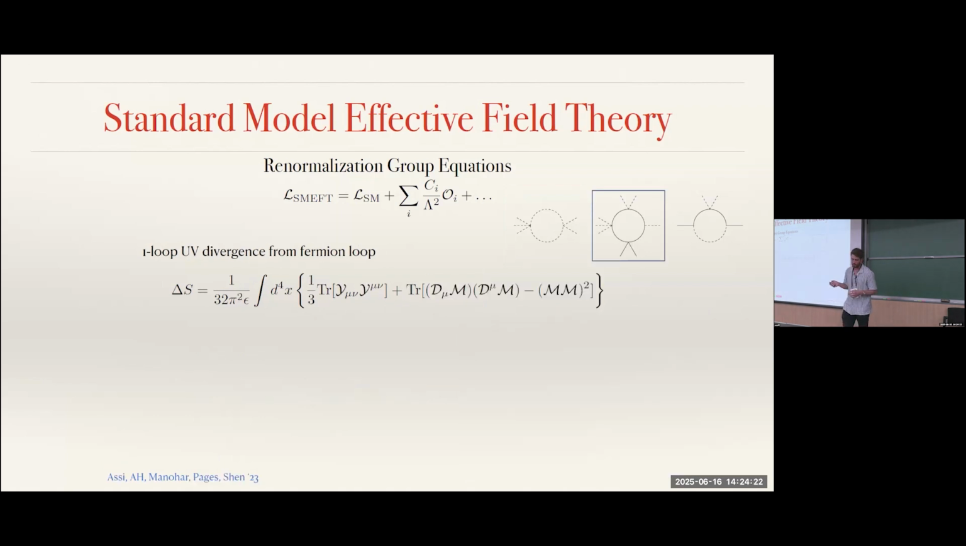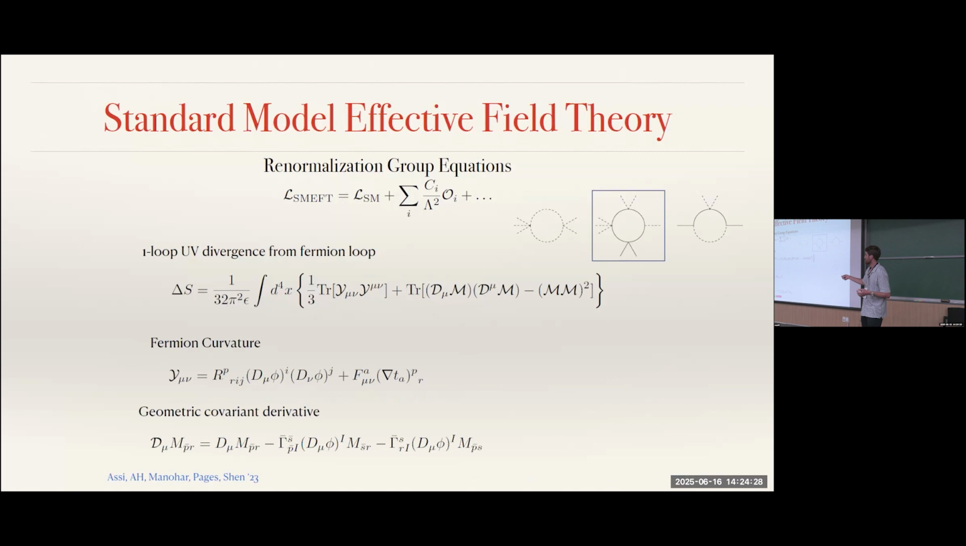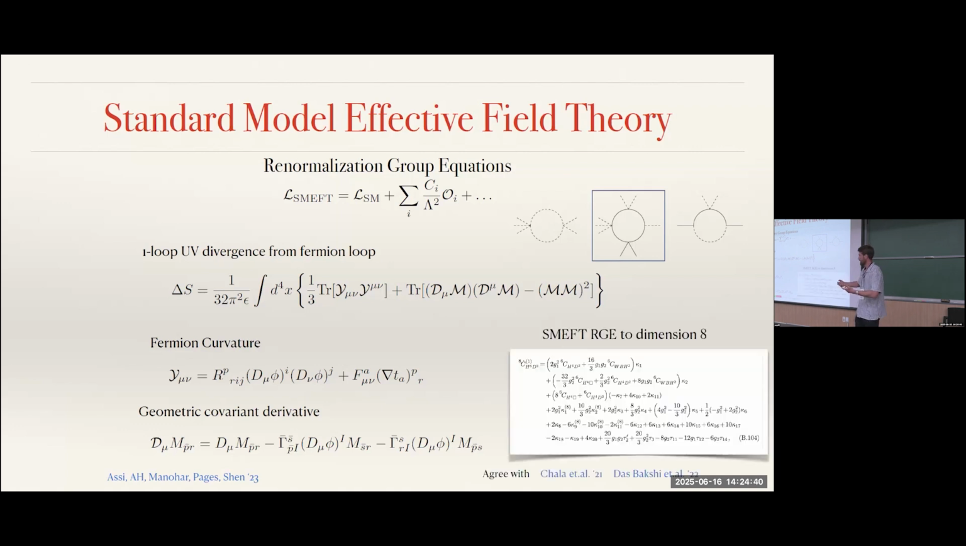Doing the same thing for the fermionic loop, you have this expression. I just want to show you that this Y_μ here is now the fermion-valued curvature that we saw before, as well as these derivatives are the geometric covariant derivatives. And then you fill in again, you get some expression. And this is the result that we got here.